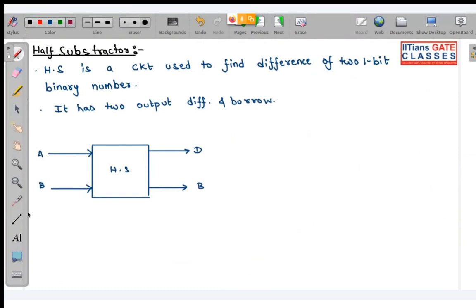So look over here, what is basically happening is we have two 1-bit numbers. If we go into the concept of borrow, then we might be wasting time. So it's okay. There are two outputs, difference and borrow. The possible input combinations can be 0 0, 0 1, 1 0, and 1 1.